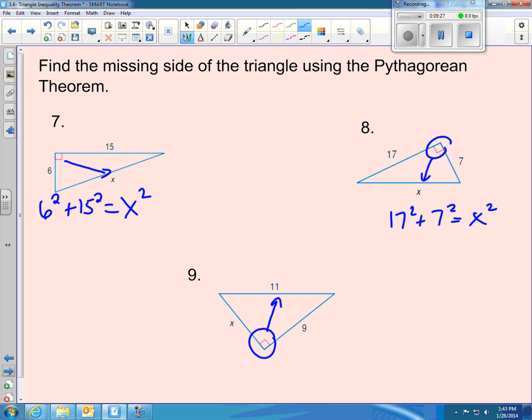Now this one's a little bit different. My x squared is a leg squared, actually. And my 11 is that C term. Go ahead, and I want you guys to solve these for us for class.